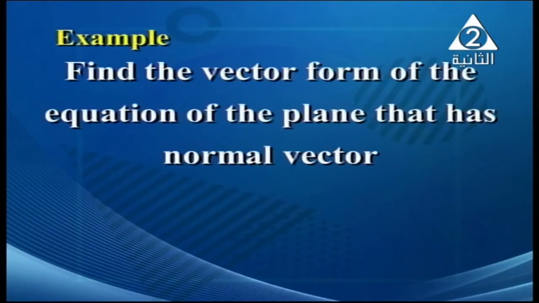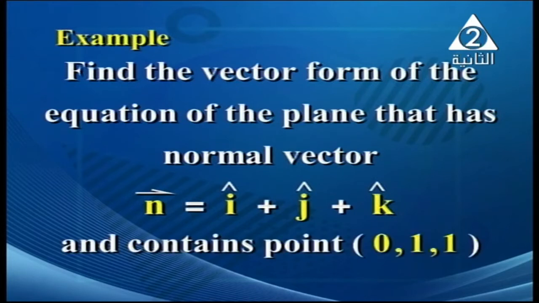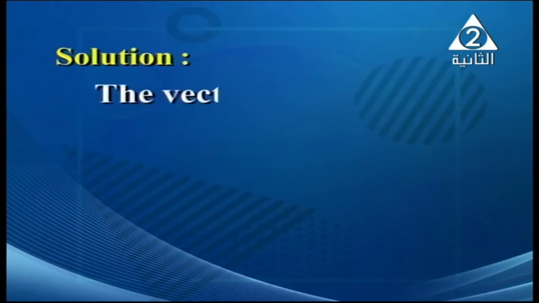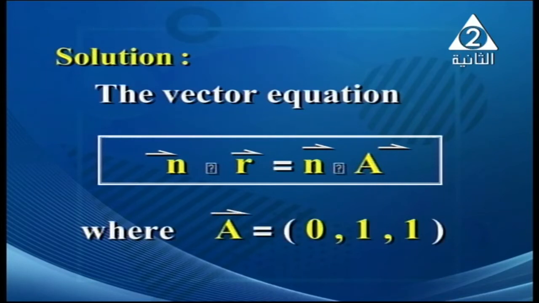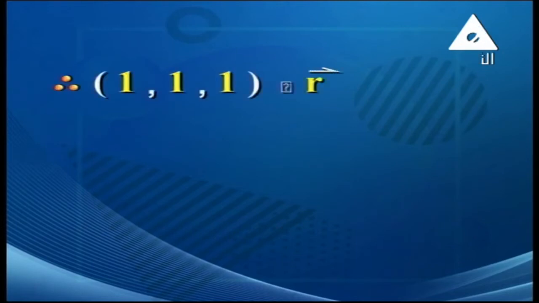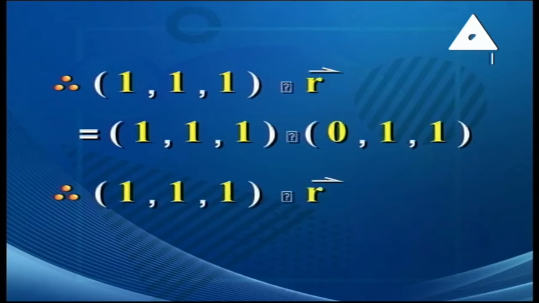Example. Find the vector form of the equation of the plane that has normal vector n equals i plus j plus k and contains point (0, 1, 1). Solution. The vector equation n dot r equals n dot a, where a is the position vector (0, 1, 1). By substitution, (1, 1, 1) is the normal vector, dot r vector equals n dot a, (0, 1, 1). Look at the right-hand side: 1 times 0, plus 1 times 1, plus 1 times 1, sum equals 2. Then (1, 1, 1) dot r equals 2.